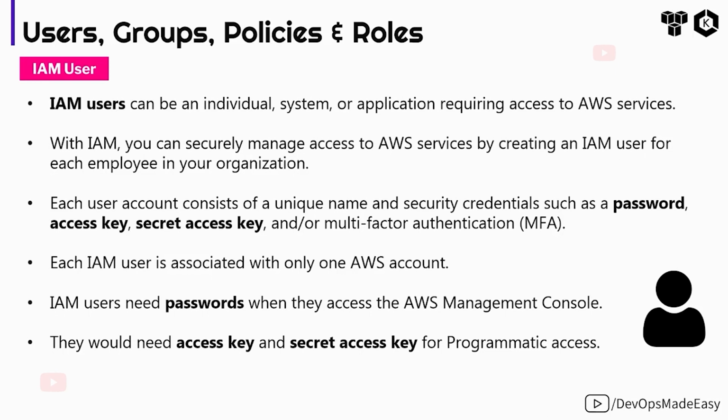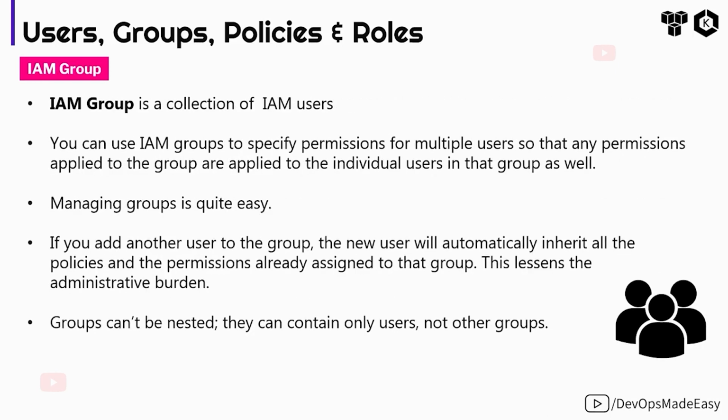Coming to the IAM group, an IAM group is nothing but a collection of IAM users. Instead of managing users and their permissions individually, we can create an IAM group and put all our IAM users in that group. Remember, not all IAM users need to be part of an IAM group. I can create any number of IAM groups: an IAM group for developers, an IAM group for testers, and then add selected users to those groups.